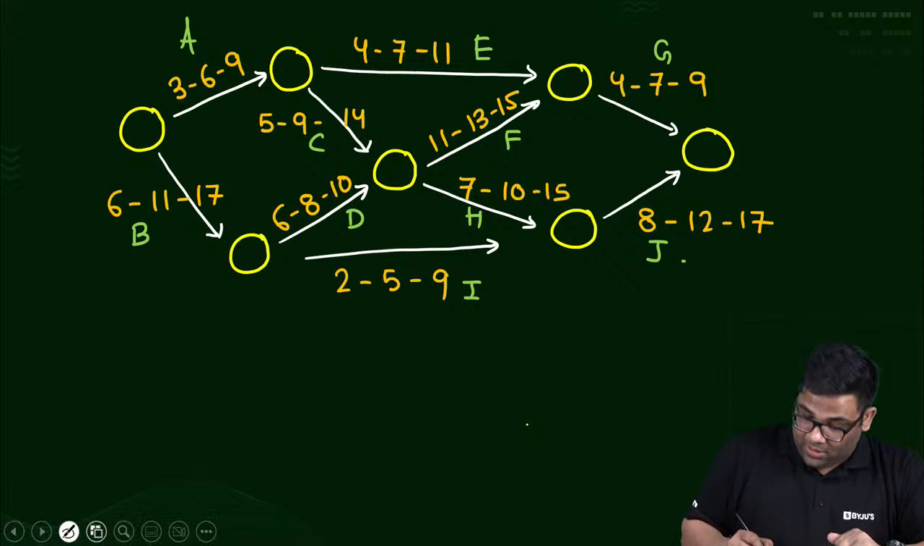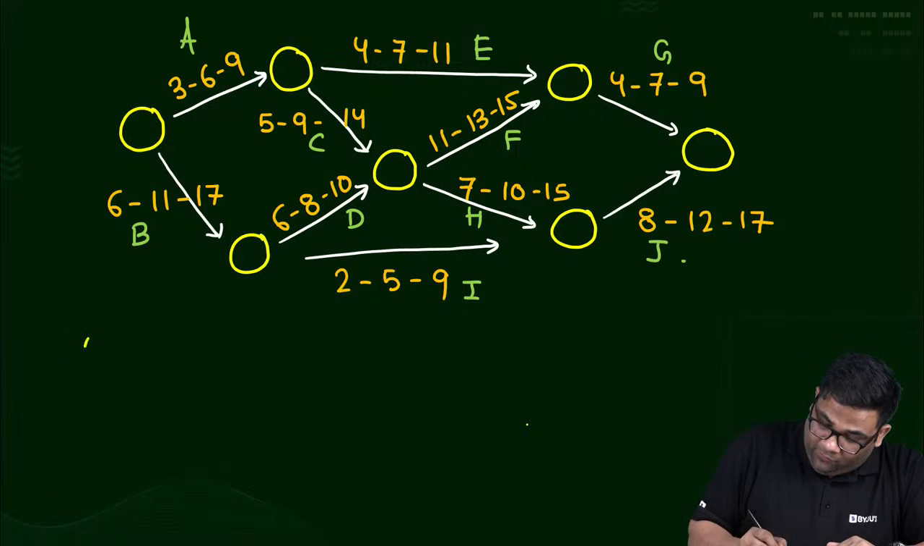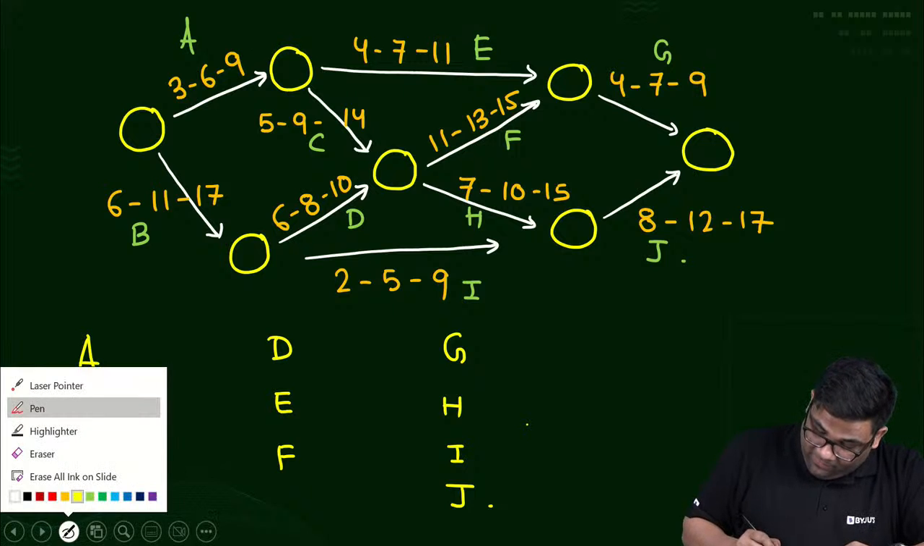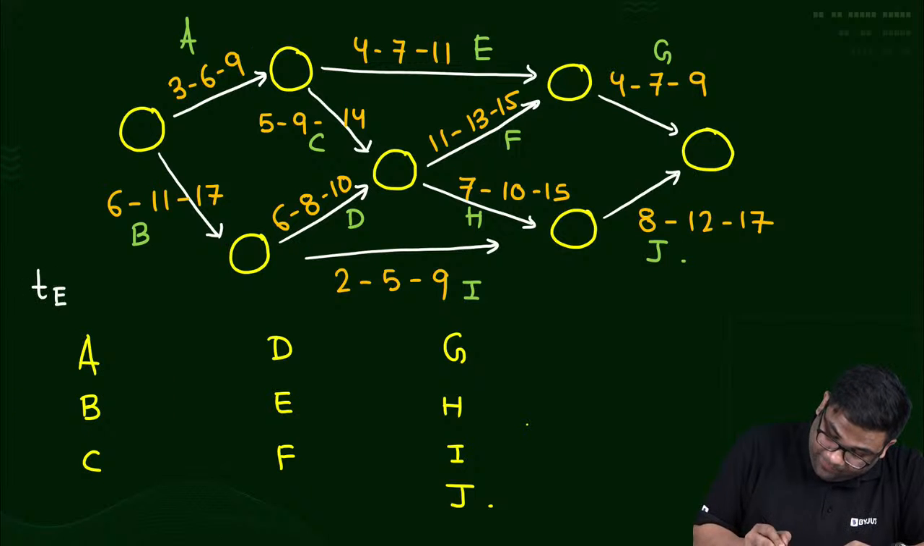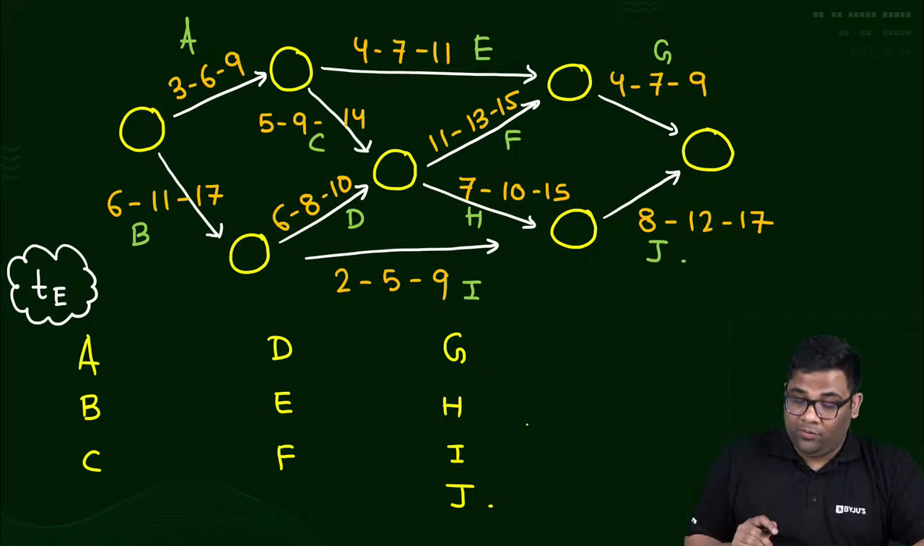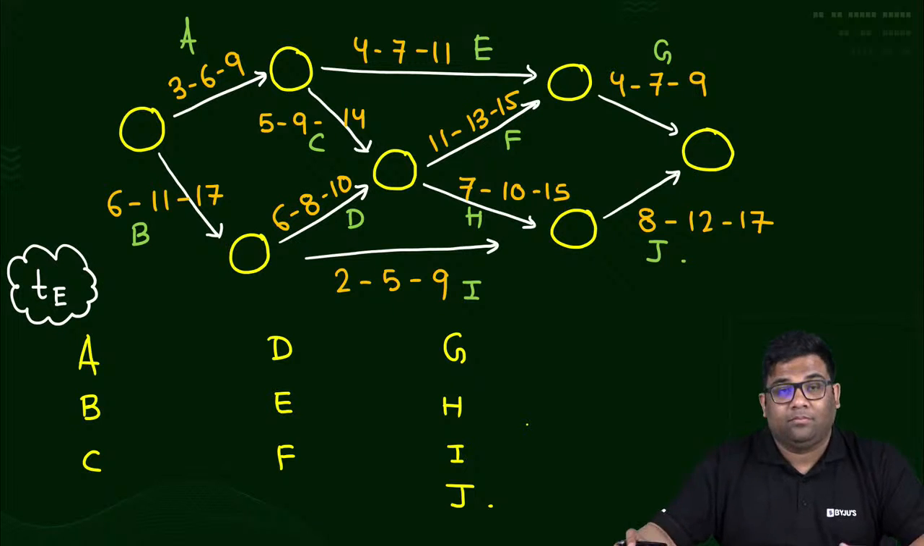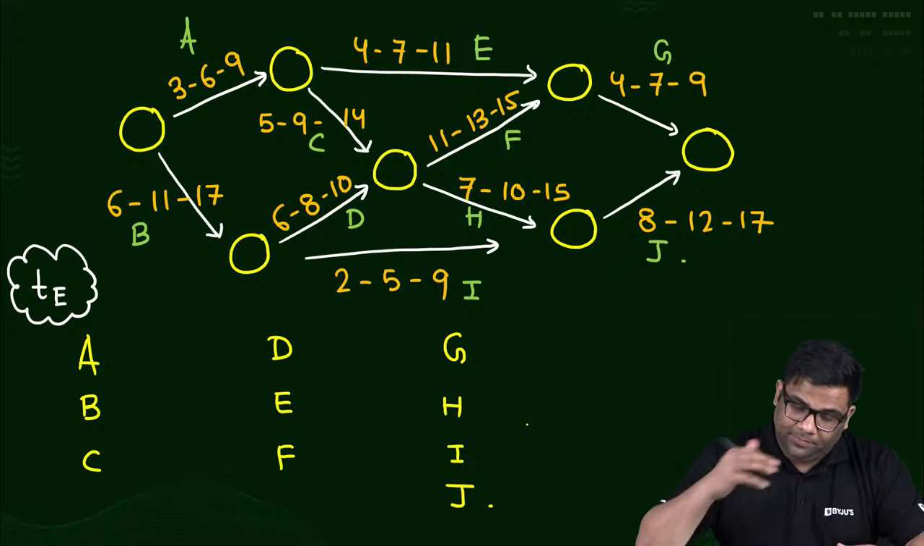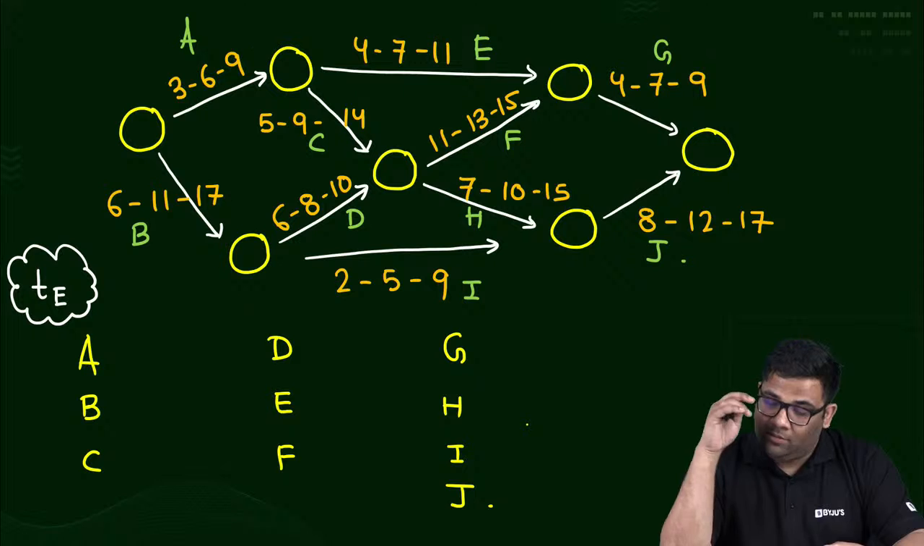Now what you will do, first of all, find out the expected time of all the activities: A, B, C, D, E, F, G, H, I and J. They will give you a network like this. First of all, find out the TE of each activity. For A, it is how much? Tell me A this, B this, like this you tell.